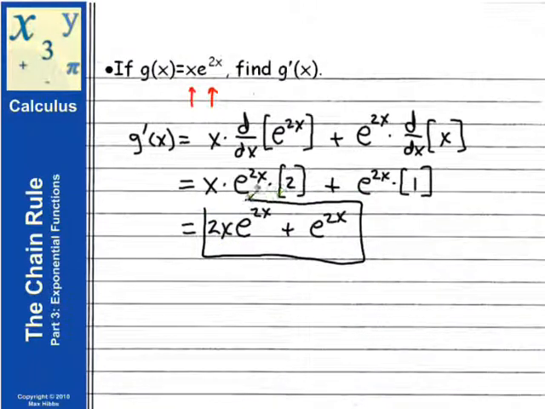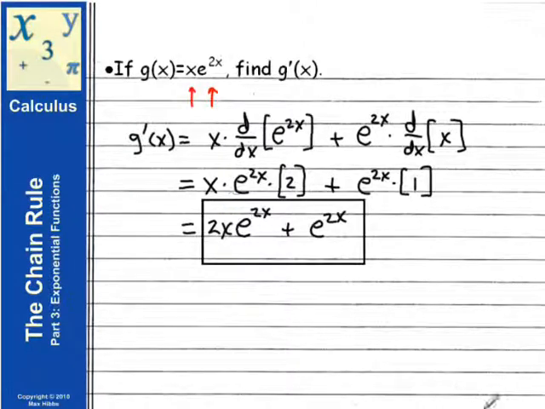Sometimes a book or a teacher will want you to factor, and as I've mentioned before, factoring doesn't always mean simpler, but we usually factor with some purpose in mind. But for this example, just as an alternative answer, recognize that e to the 2x appears in both terms, and so we could factor out e to the 2x. I'm going to factor it out to the right.